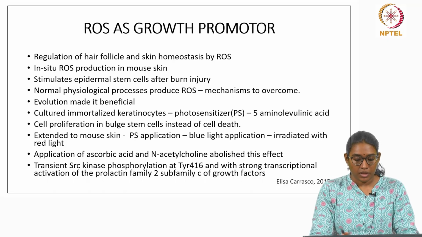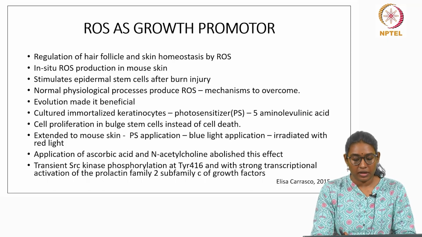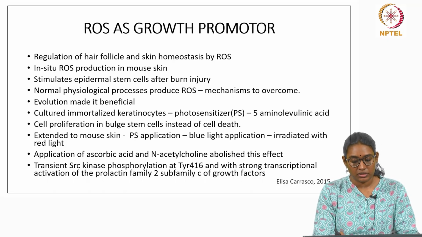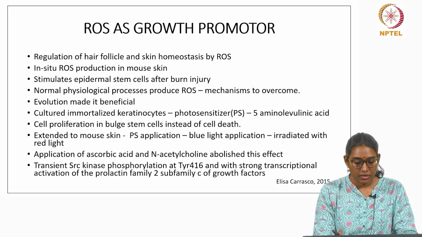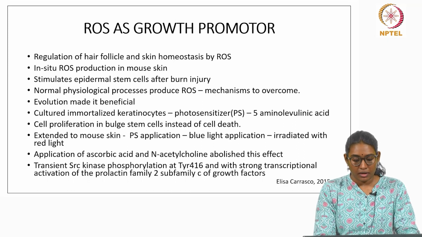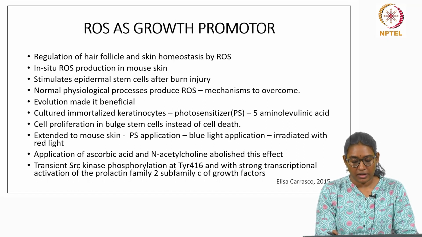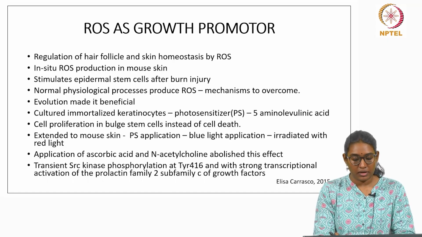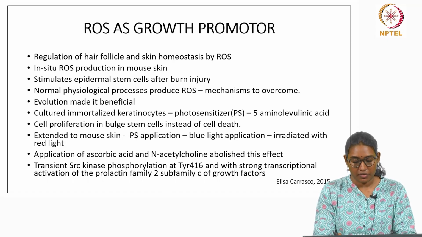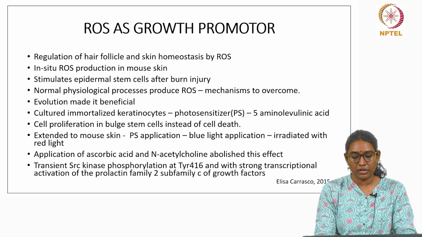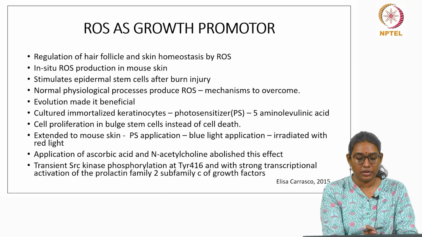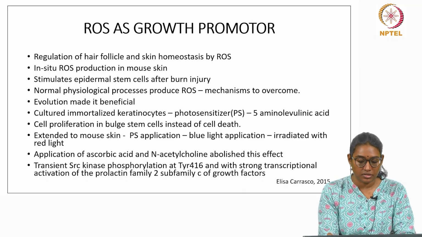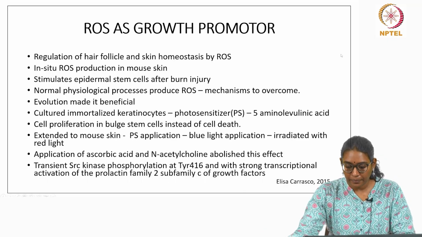And some of the antioxidants like ascorbic acid and N-acetylcysteine have abolished this effect. And at the end, they have seen SRC kinase, which comes in the MAP kinase pathway, and the phosphorylation of tyrosine 460 residue, and transcription and activation of the prolactin family of growth factors. So this is the downstream effector. When they have induced the ROS, they have seen this as the downstream effector.